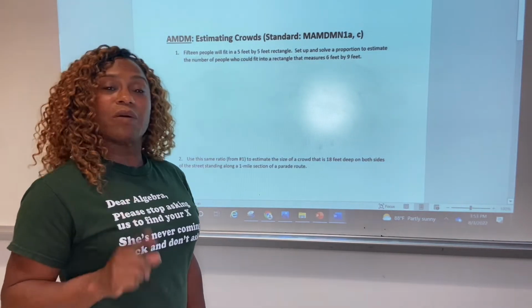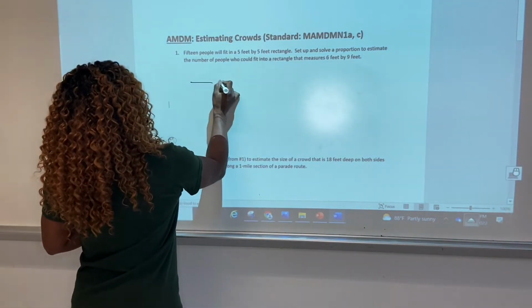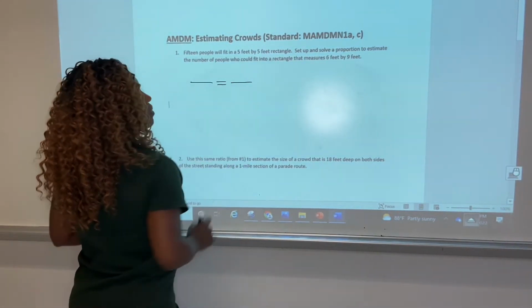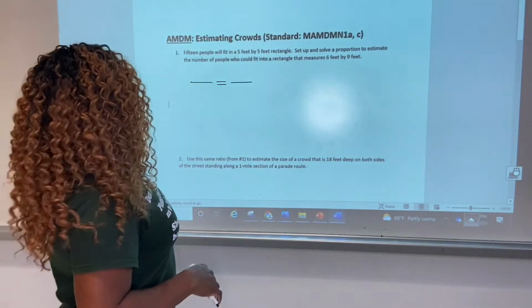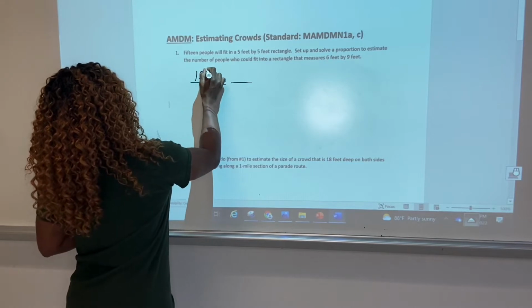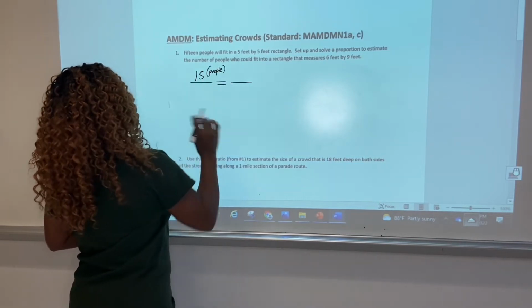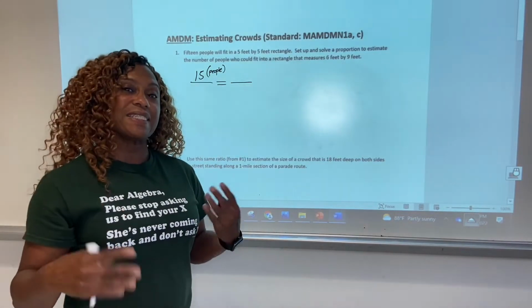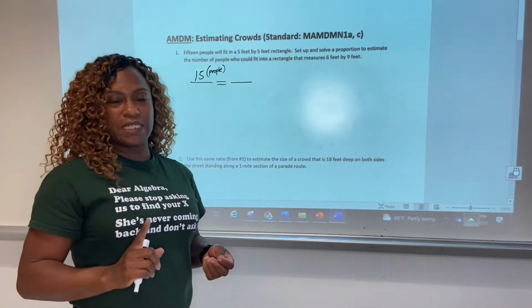set up. How is the proportion set up? Well, we've got two ratios set equal to each other. Where do we get the ratios from? Let's look back at the problem. First piece of information we're told is that 15 people, I'm gonna put this next to 15 and just put it in parentheses. This is gonna help us stay consistent with our two ratios. They fit in a 5 by 5 feet rectangle.